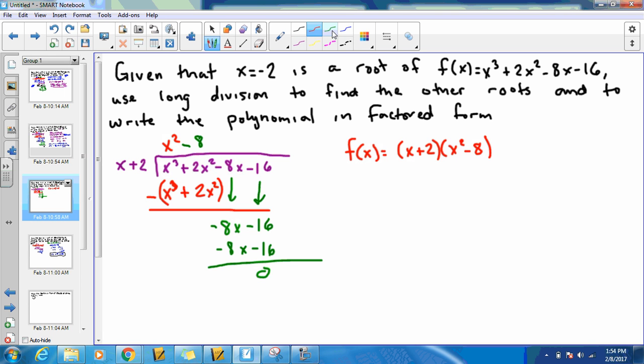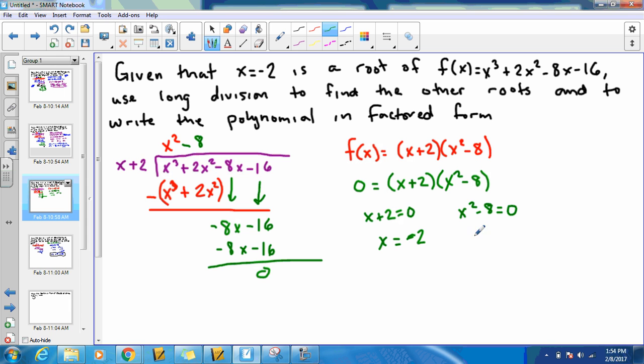So then now we can find the roots. So I'll set this equal to 0. Alright, so I set each factor equal to 0 and solve. So here's that -2 that I started with. And then over here, I'll add the 8. Take the square root of both sides. And I have a positive or negative square root of 8.